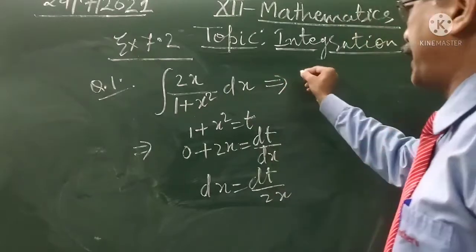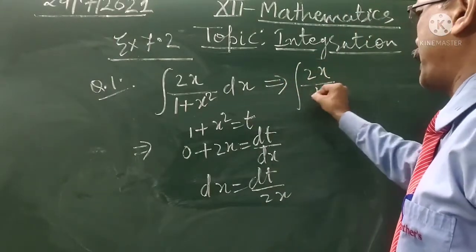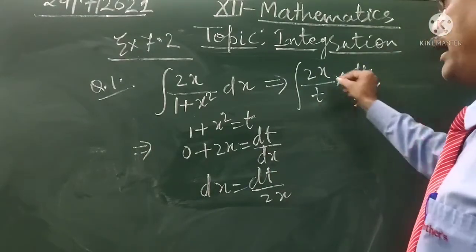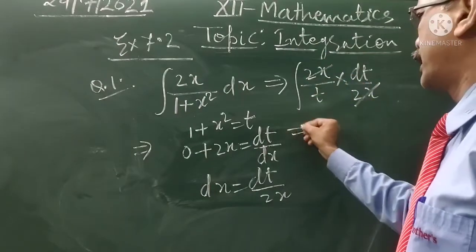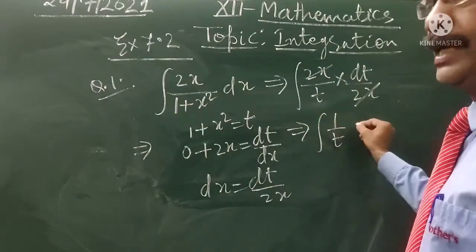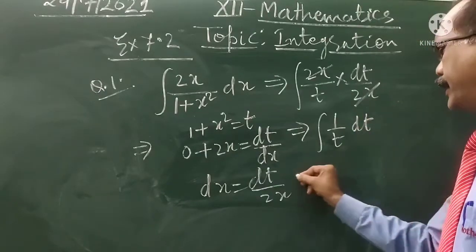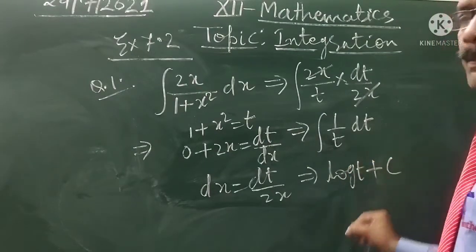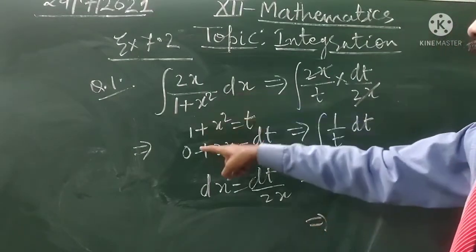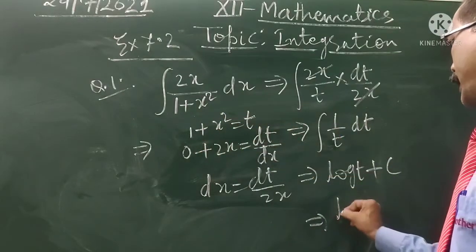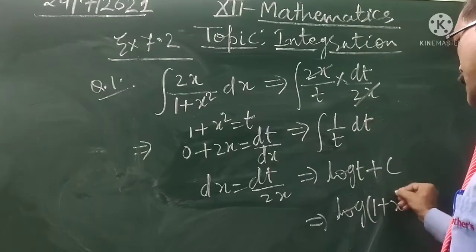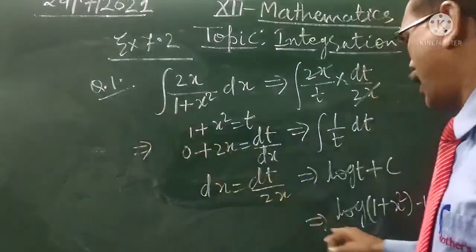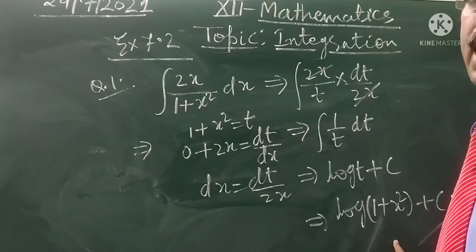Then this integration becomes 2x upon t into dt upon 2x. Here 2x cancels out and it is 1 upon t dt. Integration of 1 upon t is log t plus c, and the value of t is 1 plus x square. So it is log of 1 plus x square plus c. So the integration of the given function is log of 1 plus x square plus c.